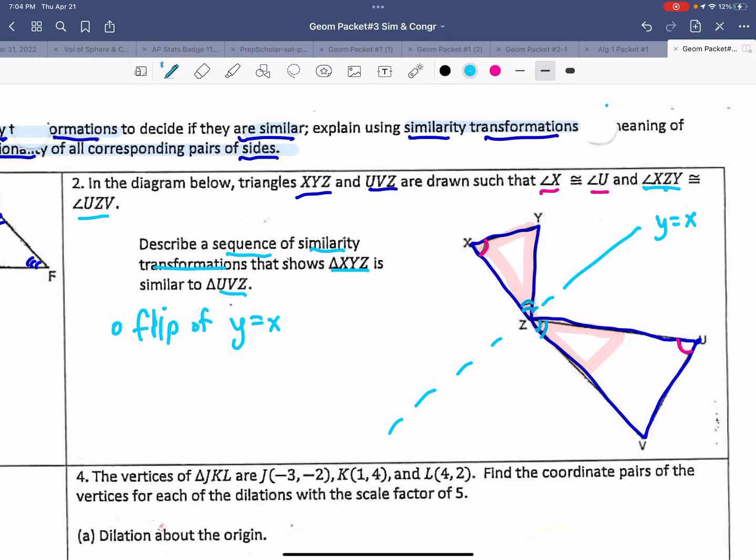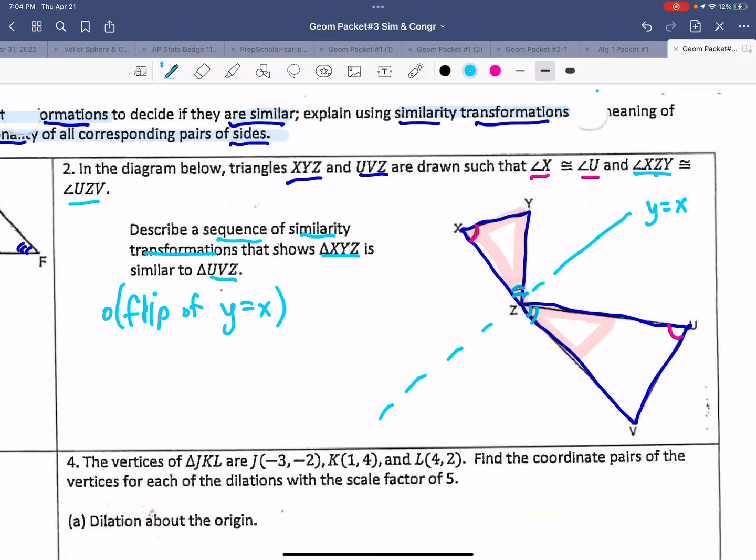All right, flip. So flip means reflect, right? Then I need to blow it up. So it looks like it's this long and I need it twice as long. It's this long and it's twice as long. So I need to dilate a scale factor of 2.